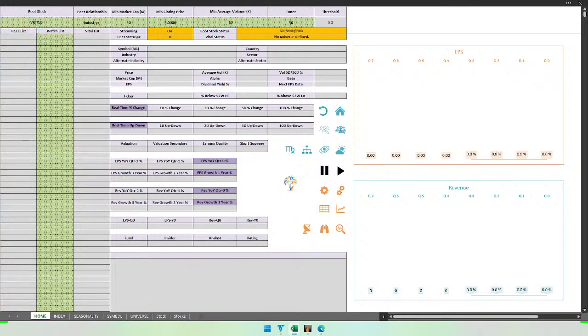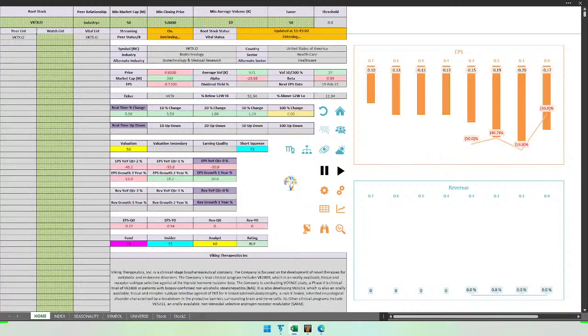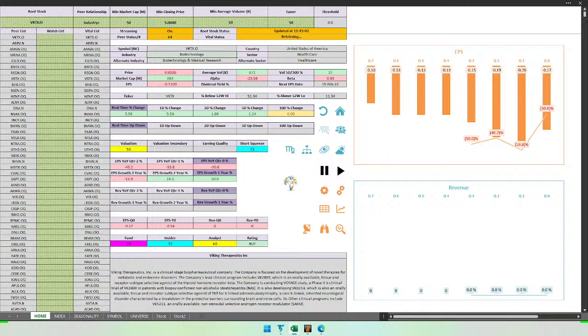VKTX. A low-cost biotech may go up even if fundamentals are not strong. That will be all right. We may still look to buy. Let's confirm the industry for VKTX. Indeed, it is a biotech stock. And as I anticipated, fundamentals are not great.